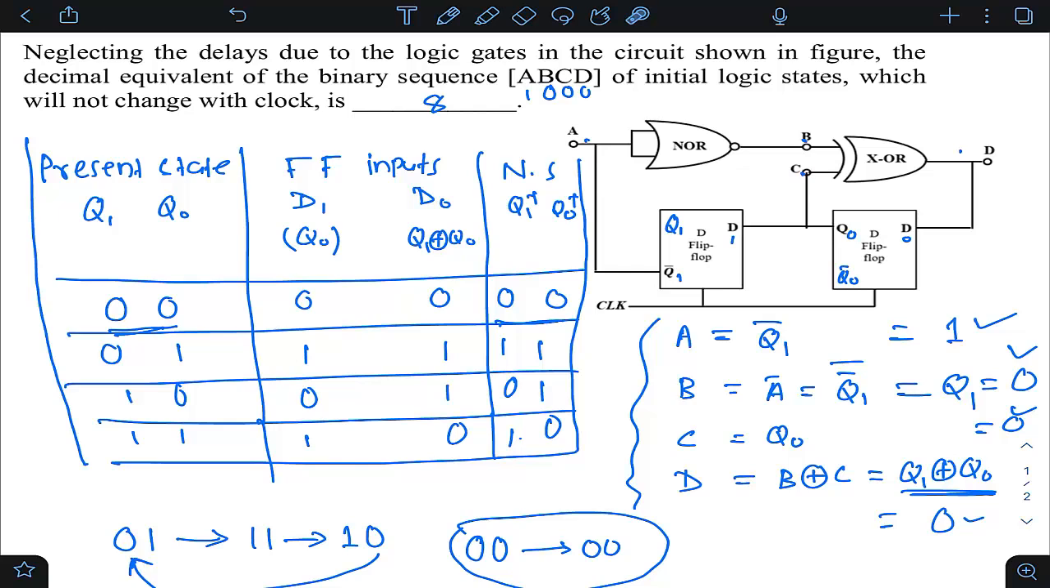So irrespective of the number of clocks applied, the state will remain the same, and that ABCD value will never change, because ABCD is 1, 0, 0, 0, which means that the initial state is 0, 0, and it is always going to keep looping in 0, 0 only, like this pattern. So it's a good logical question. The answer is 8 for this.